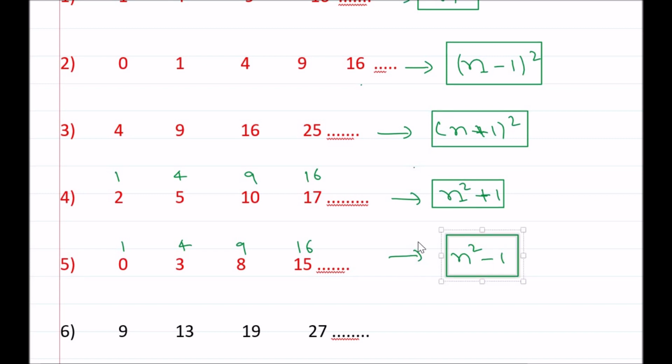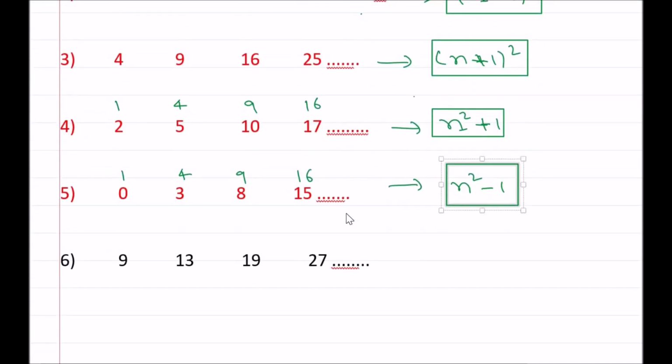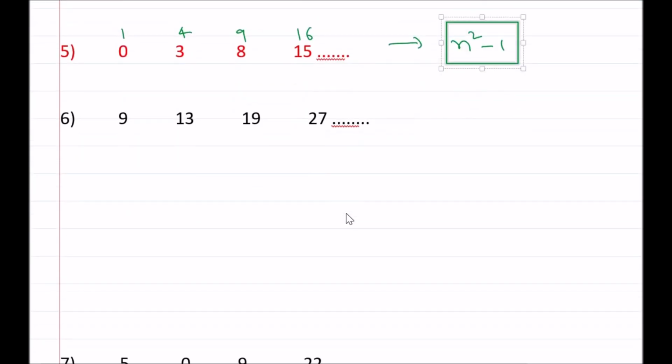But sometimes it is not very obvious what is happening. In that case, we need to find the difference. Let us see example number 6, what we can do here. These are not very obvious, so let us find the difference.